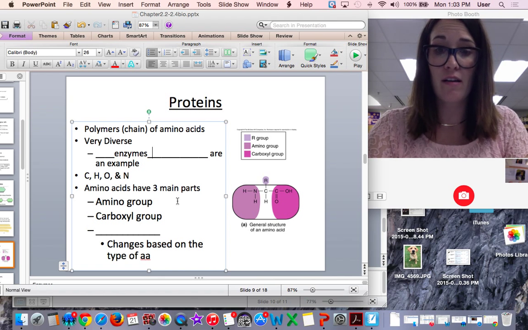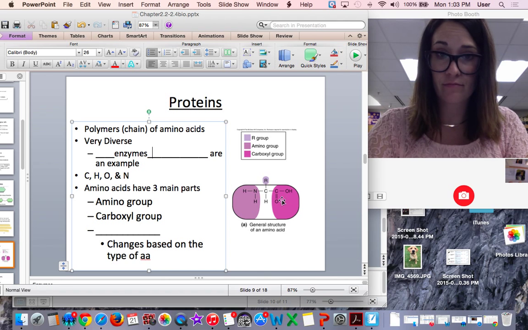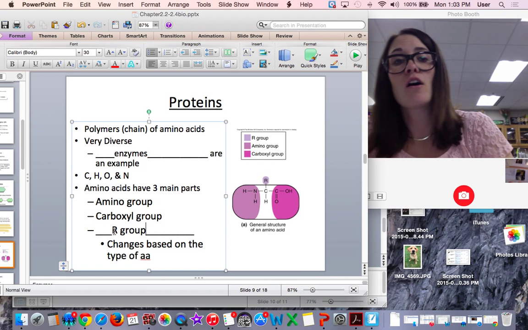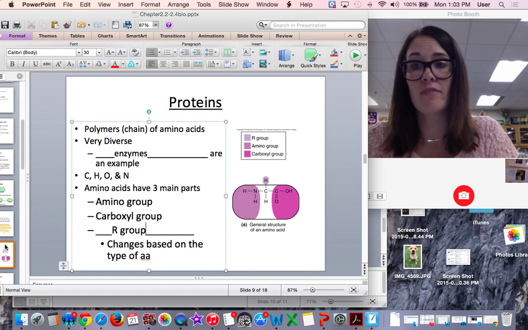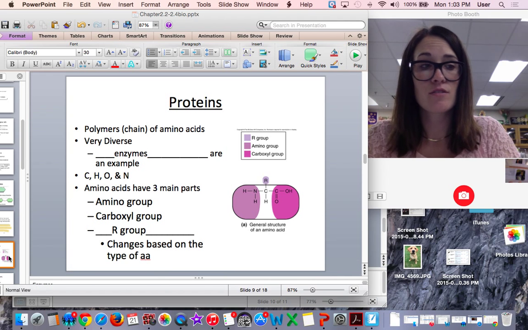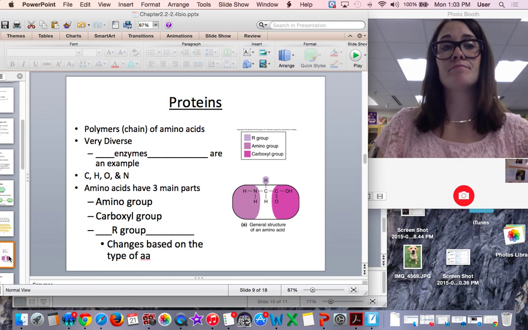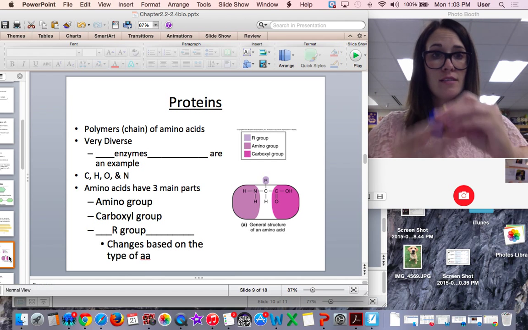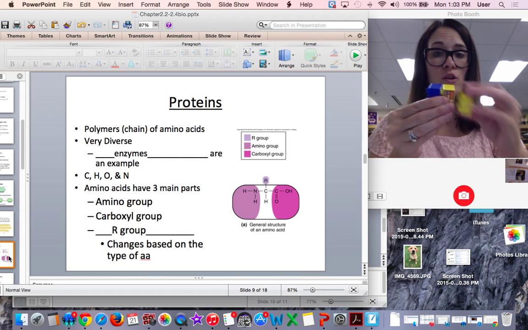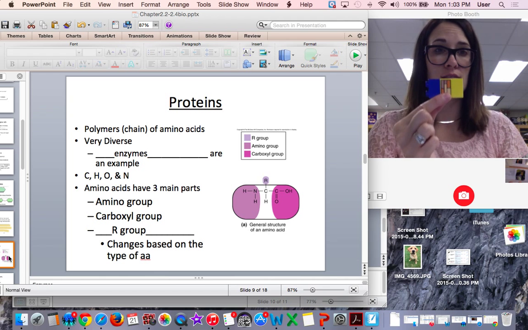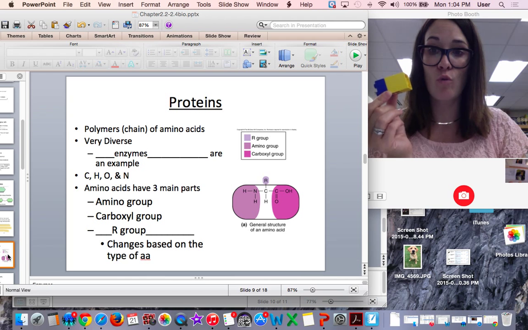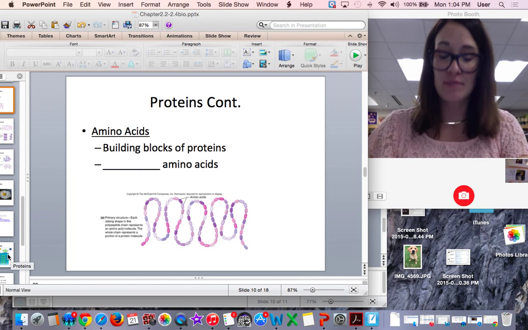And they all have a hydrogen, but then they also have what's called an R group. And the R group changes depending on what type of amino acid you have. So to make a protein, you need to combine, let's say this is an amino acid, this is an amino acid, and this is an amino acid. To make a protein, you need to put those amino acids together. Put them together to make a protein or a polypeptide.